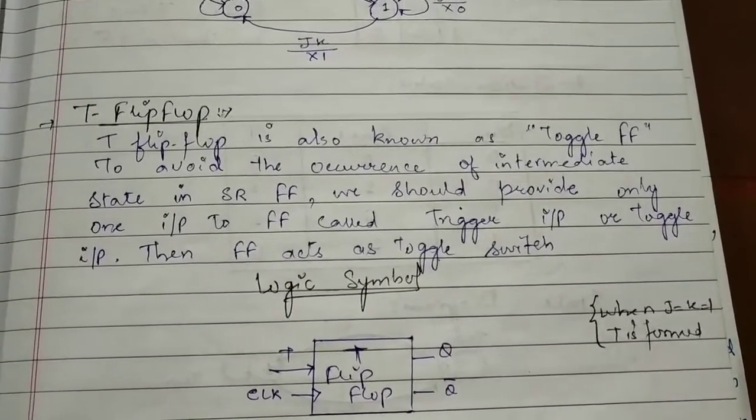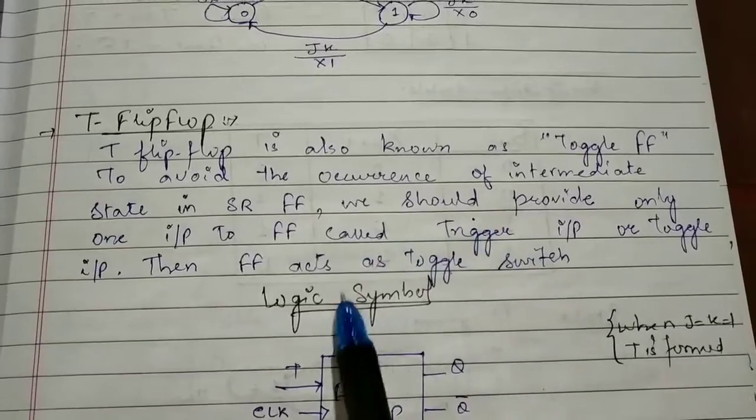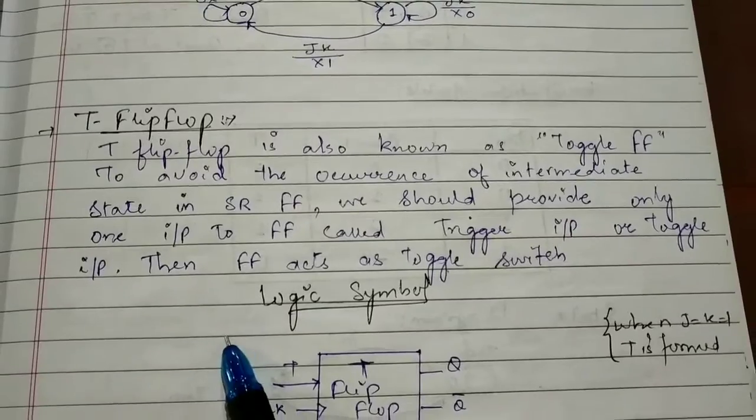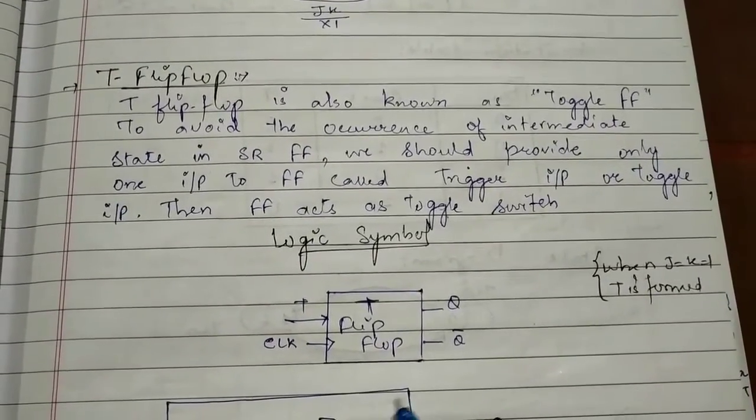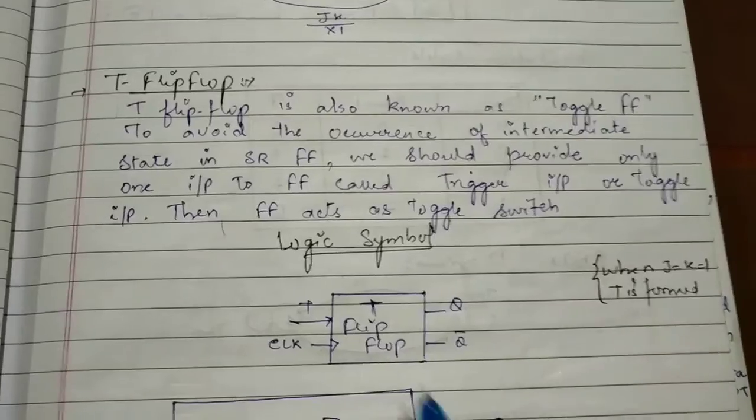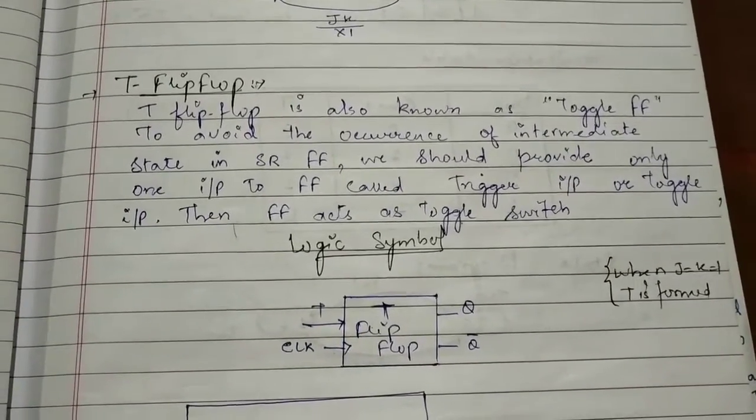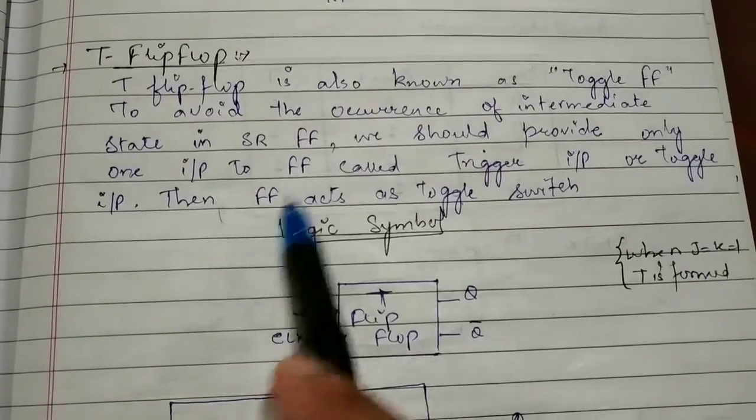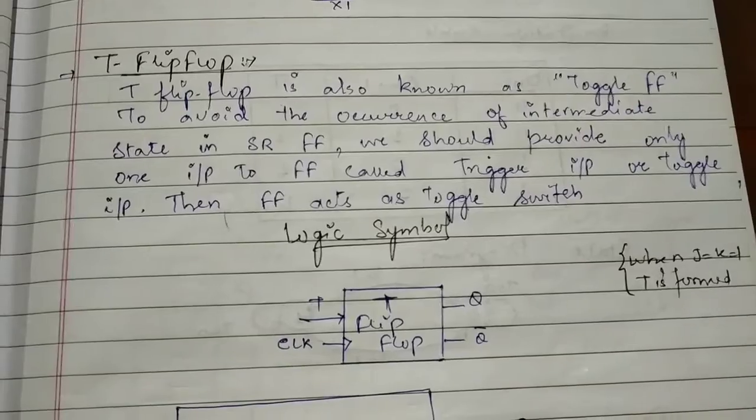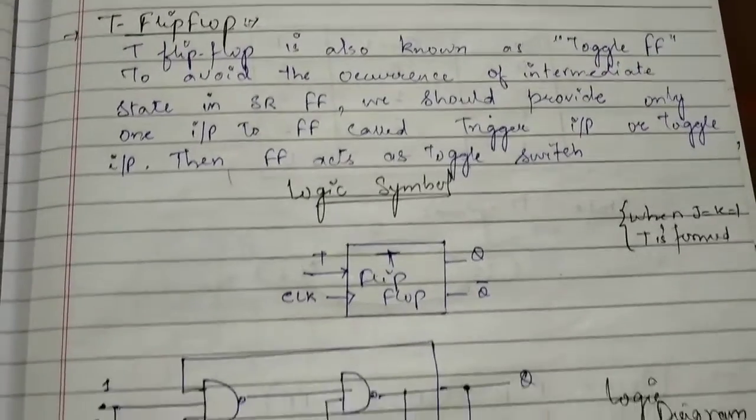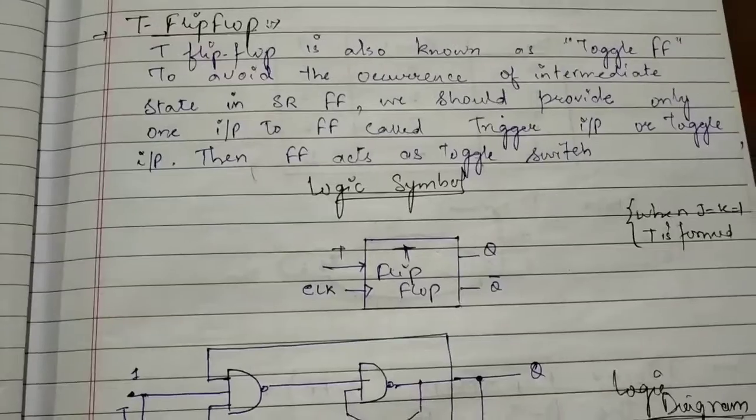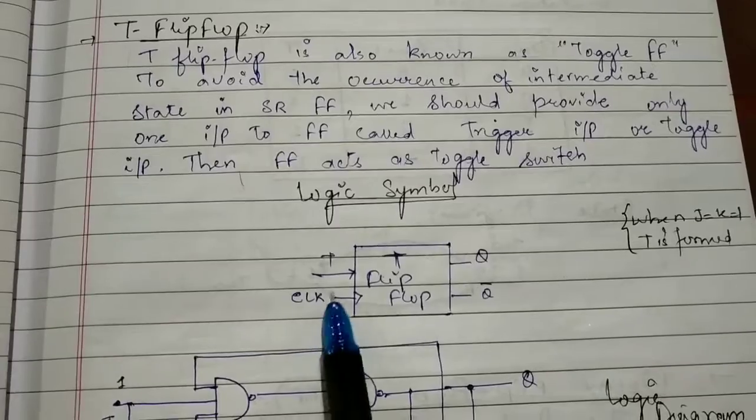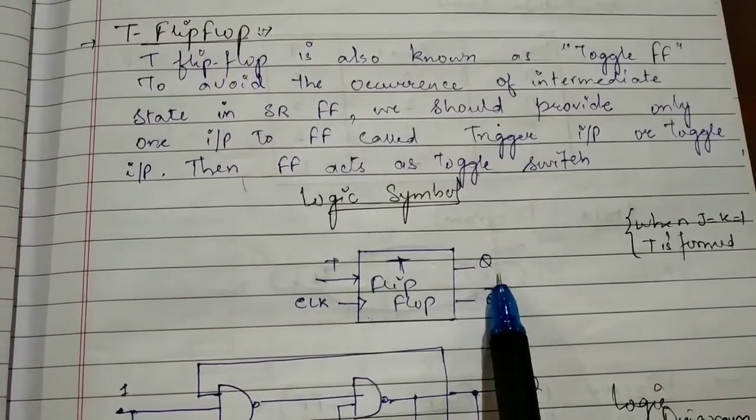Usually in the SR flip-flop, we replace the inputs by only one input, which is called the trigger input or toggle input. Then the flip-flop acts as a toggle switch. When J is equal to K is equal to 1 in the JK flip-flop, we get the toggle flip-flop, which has only one input. This diagram shows the block diagram of the toggle flip-flop with only one input, that is the T input, and a clock. The outputs are given as Q and Q bar.